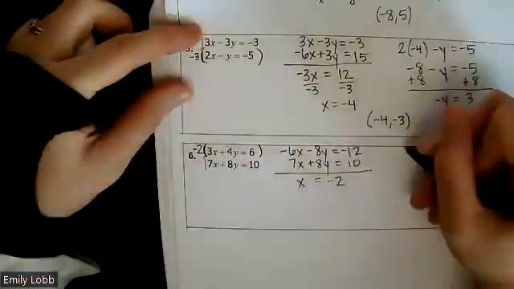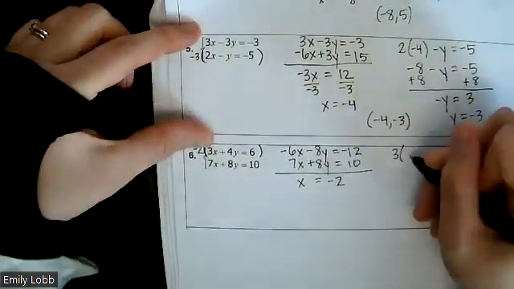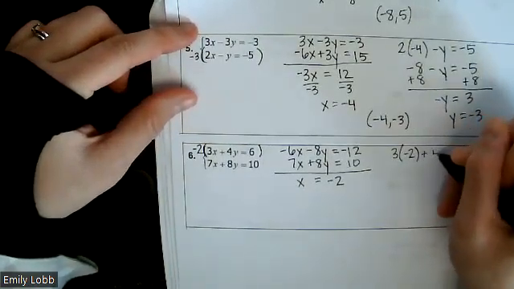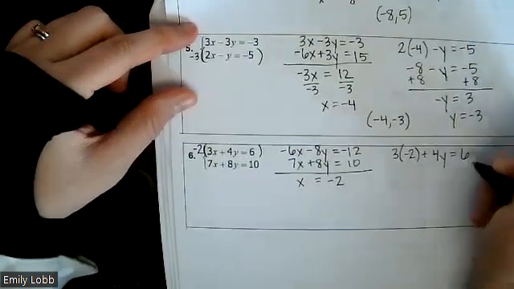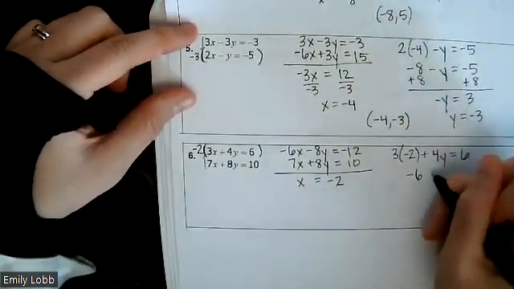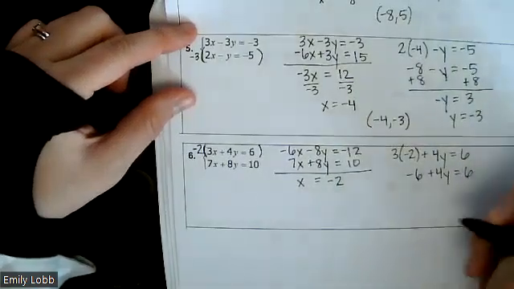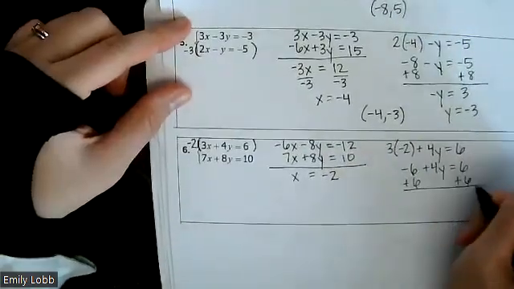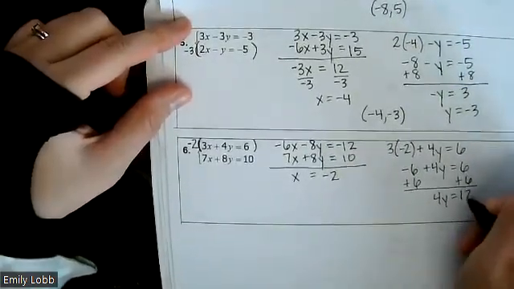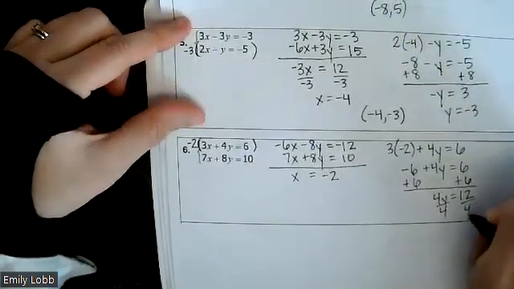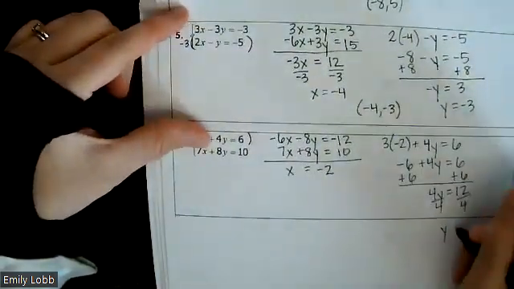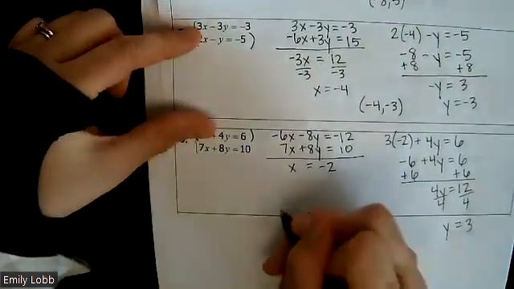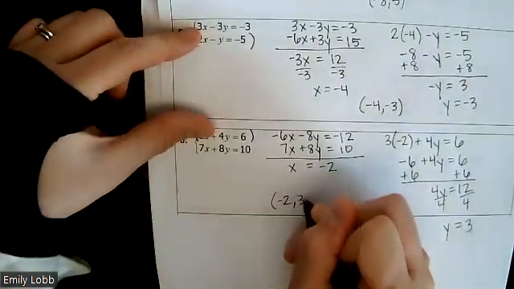We look at either one of these. If we see the top one, 3 times that -2 plus 4y is equal to 6. This gives us -6 plus 4y equals 6. So I'm solving that 2-step, getting rid of the constant, getting rid of the coefficient by dividing it. So y is 3. So this is the point -2, 3.